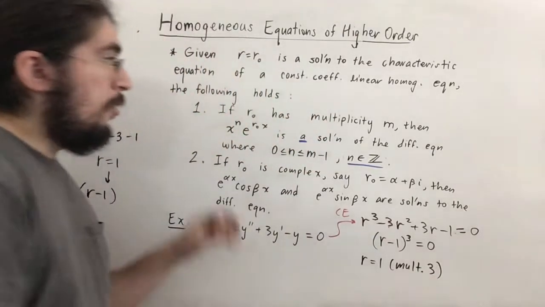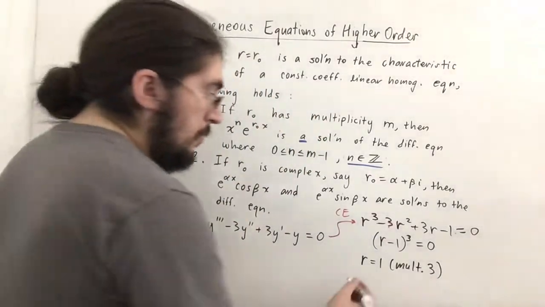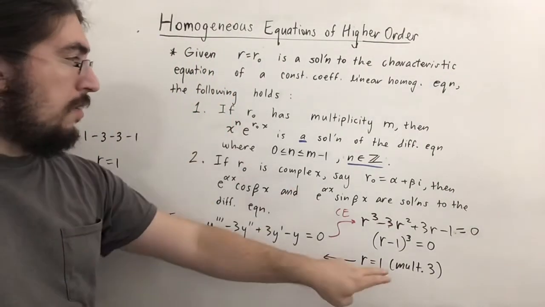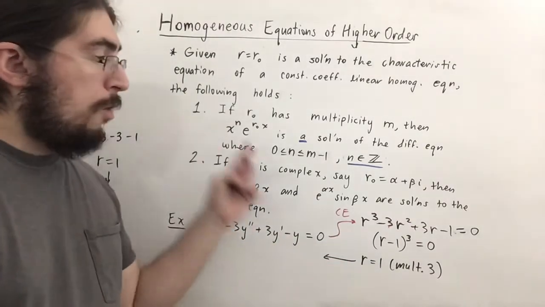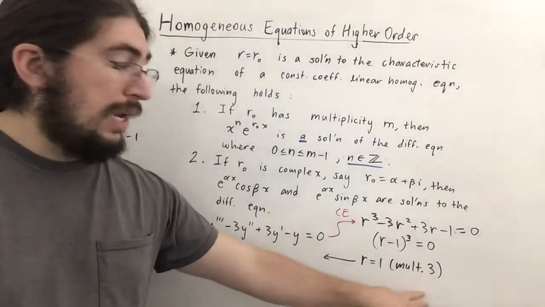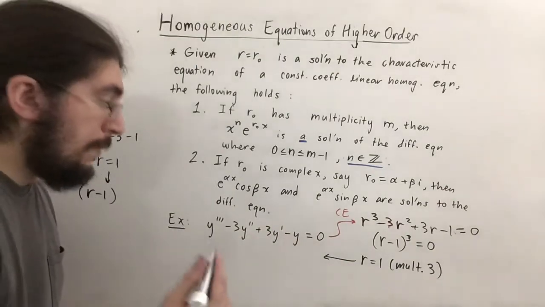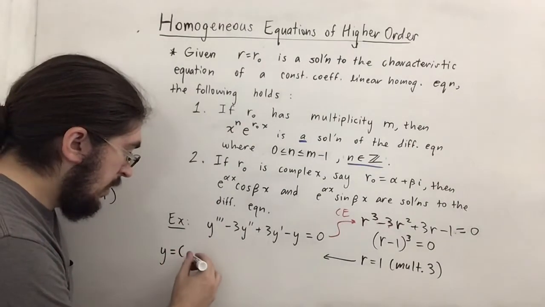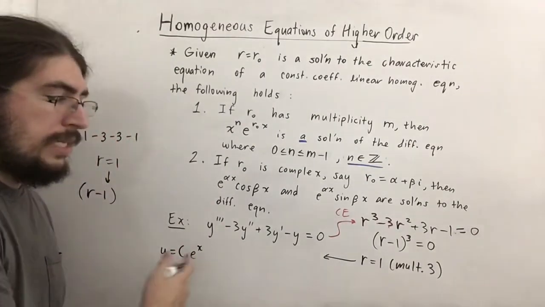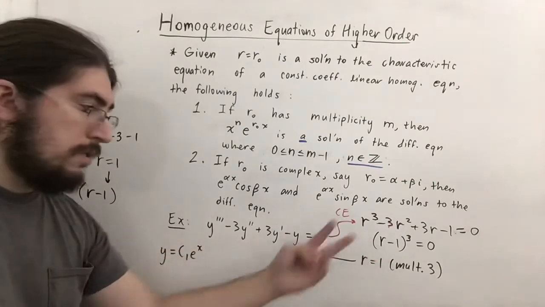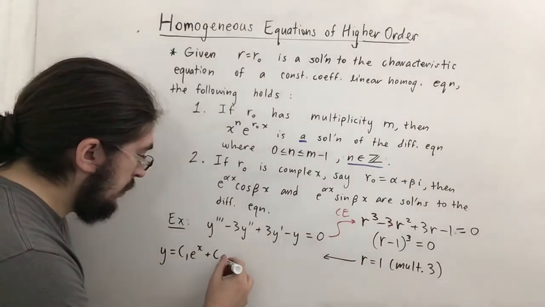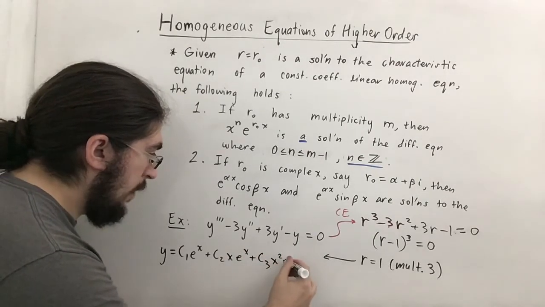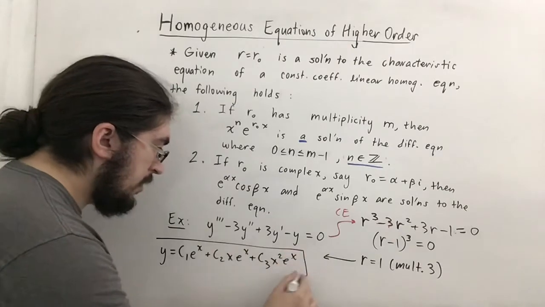Perfect. And now according to this first statement here, what can we conclude? Well, we can conclude that a power of x times e to the 1x is a solution where that power of x goes between 0 and 1 less than 3. So between 0 and 2. Namely, we have the linear combination of such terms, c1 e to the x. Notice e to the x because this is e to the 1 times x, our solution is 1, plus c2 x e to the x, plus c3 x squared e to the x. So I hope we see how I'm getting that.